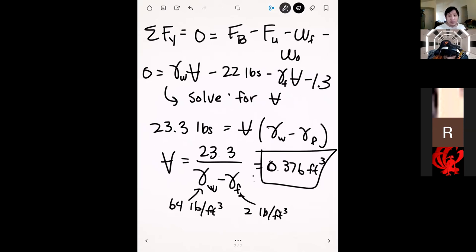Any questions on this example here? All right, shoot.